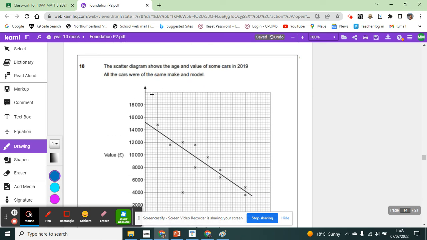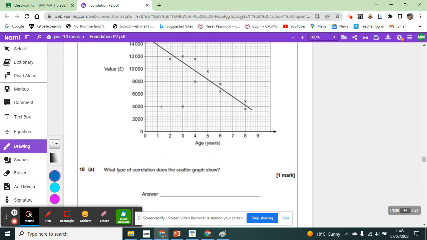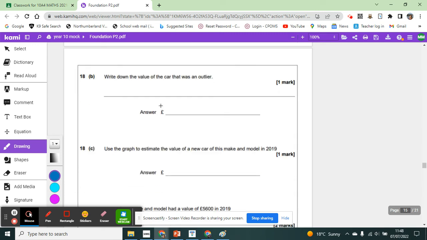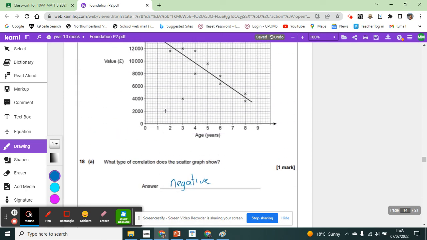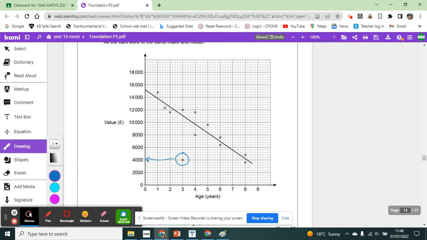Okay, question 18. The scatter diagram shows the value of some cars by age. All the cars are the same make and model. What type of correlation? Okay, so this is known as a negative correlation. Write down the value of a car that was an outlier. Now it says write down the value. So there's the outlier because it's away from the set of data, but it asks you for the value. So the value is 4,000.